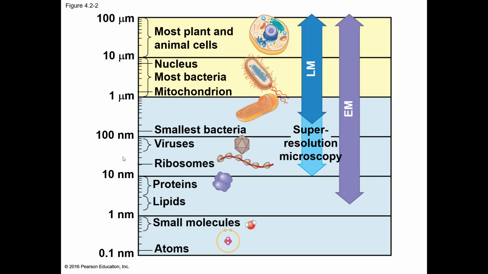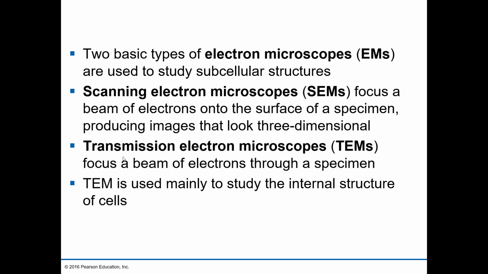about the smallest bacteria. And then when we get into viruses and the things below that, ribosomes, proteins, and lipids, those are components of the cell and organelles. And so in this case, we have to utilize the EM microscope, electron microscope. Electron microscopes are used to study subcellular structure. So the light microscope looks at the whole cell, the electron microscope looks at parts of the cell.